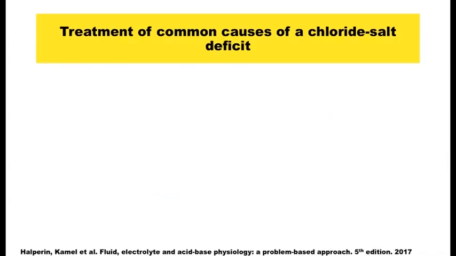The treatment of the common causes of chloride salt deficit is quite obvious here. You need to address the underlying cause. So if the patient is vomiting, you need to address the vomiting. You need to look for gastritis or whatever is the etiology for the vomiting. If there's nasogastric tube drainage, this of course needs to be removed. However, some people have mentioned that if you inhibit the proton pump and you're therefore not making hydrochloric acid, this can also be used to address part of the metabolic alkalosis.